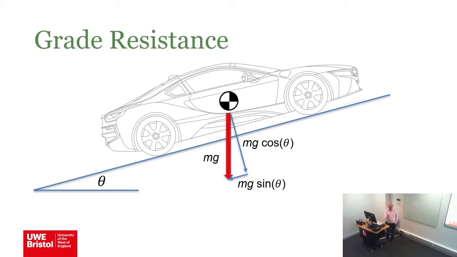So those are the three equations we've got. We've got mg sine theta being the grade. I'll go to the whiteboard. F_A equals 1/2 rho C_D A V squared. We have F_RL, which is our rolling resistance, which is C_RR times the normal load. And then we've got F_G, which is the grade, which is simply mg sine theta.